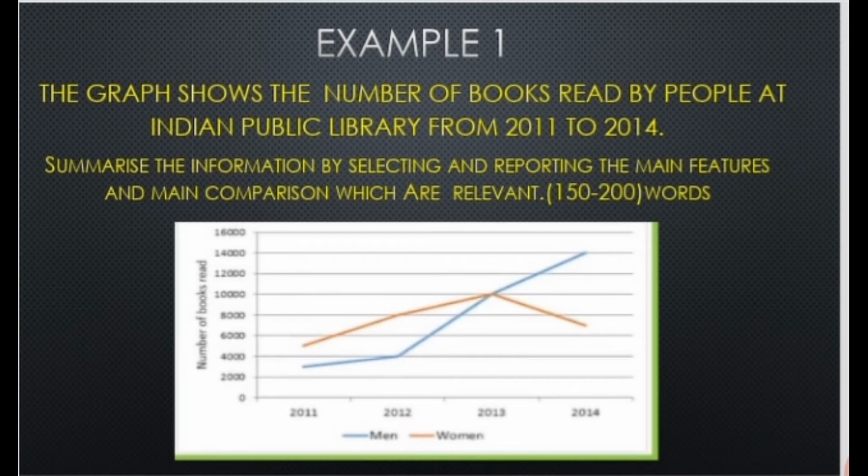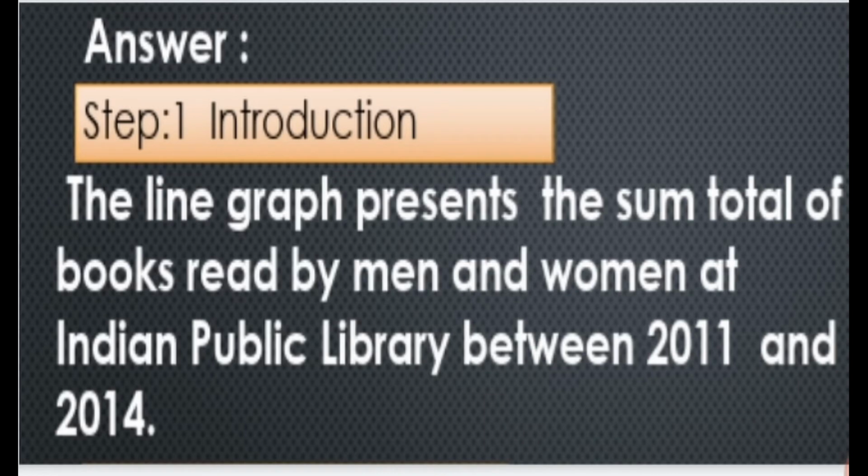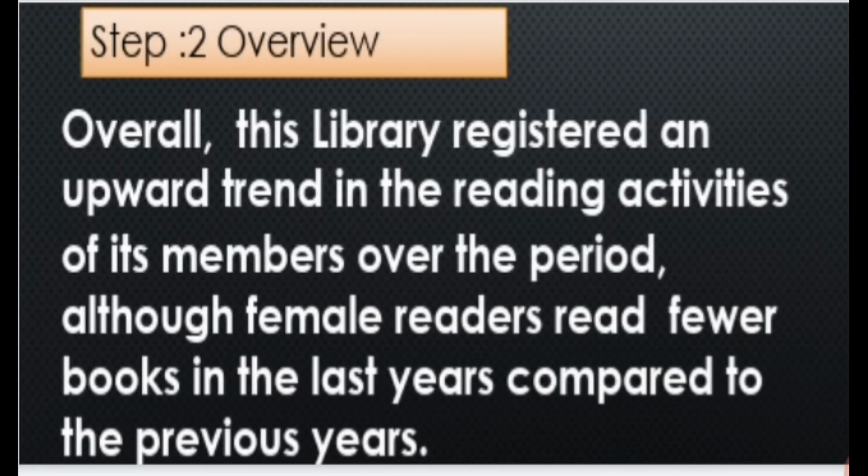How to write? Let's see here. This is the introduction: the line graph presents the sum total of books read by men and women. In the question it was given as people, so you can write men and women at the Indian Public Library as it is. How it is in the question, you should write it the same. Between 2011 and 2014.